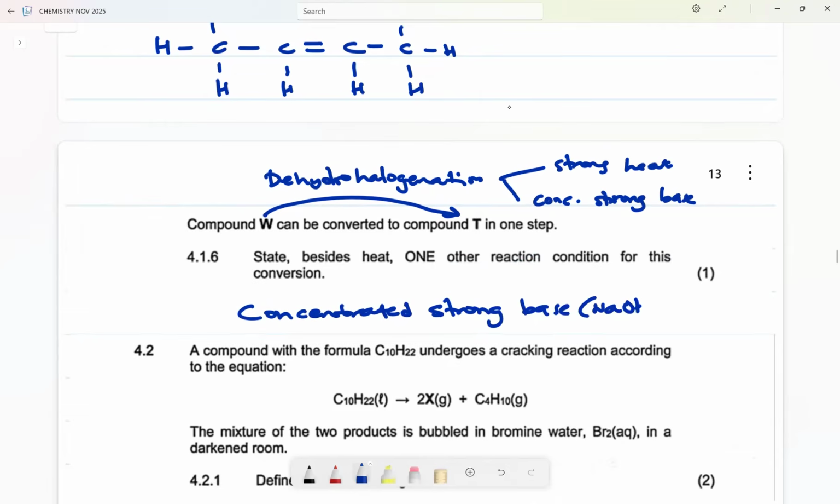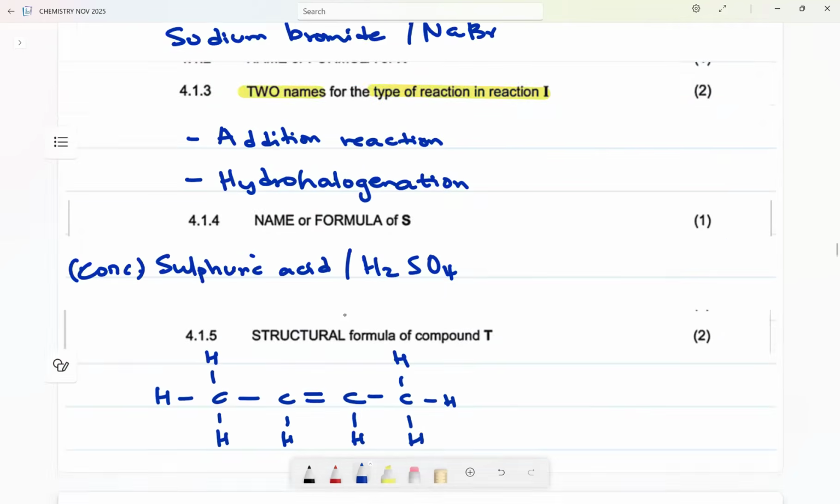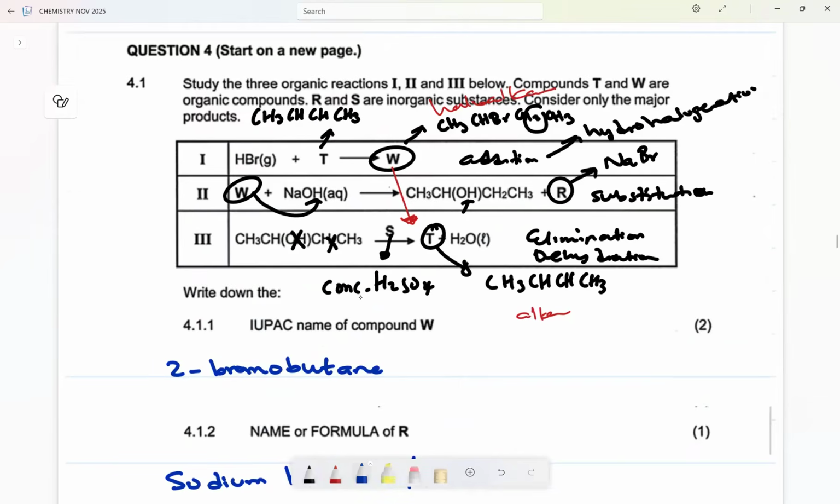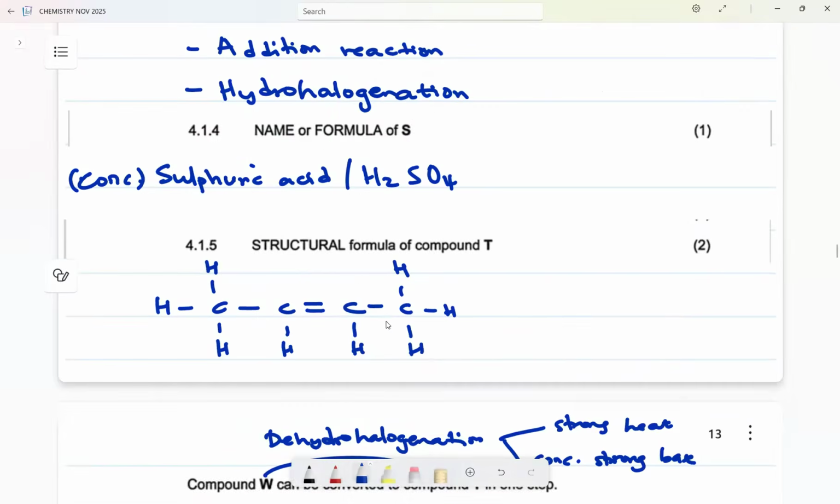Or you can say strong base, lithium hydroxide, potassium hydroxide, whichever strong base. Why are we saying concentrated? Because for this one here, can you see it also uses sodium hydroxide, but it is a substitution reaction. But this one, it uses a what? It uses a dilute strong base. Okay.